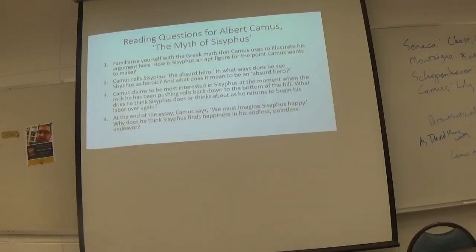Secondly, Camus calls Sisyphus the absurd hero. In what ways does he see Sisyphus as heroic, and what does it mean to be an absurd hero? Camus claims to be most interested in Sisyphus at the moment when the rock he has been pushing rolls back down to the bottom of the hill. What does he think Sisyphus does or thinks about as he returns to begin his labor over again?